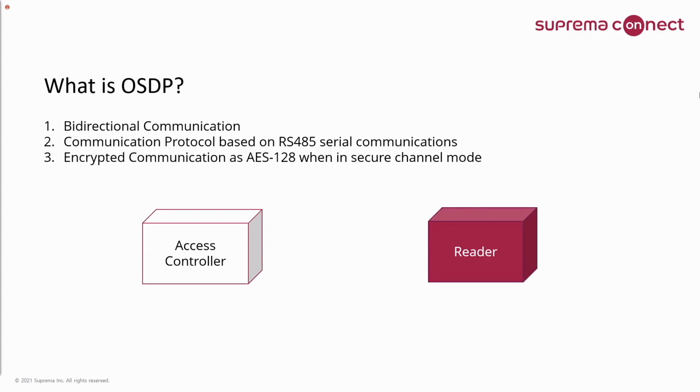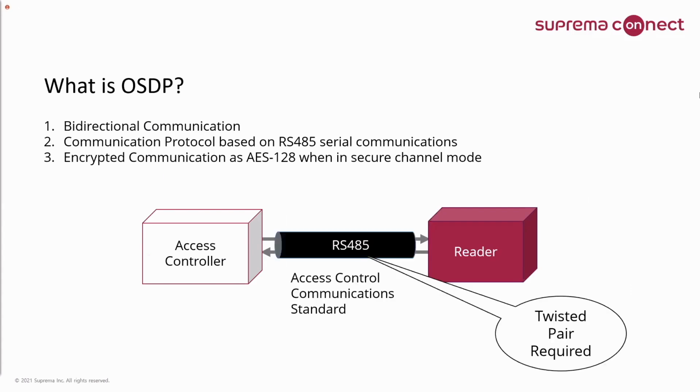Let's take a look at the important features. OSDP allows two-way communication between ACU and readers, which different manufacturers make. This two-way communication is based on the RS-485 serial communication method. In addition, in the secure channel mode, AES 128 encryption is used for a secure communication method.